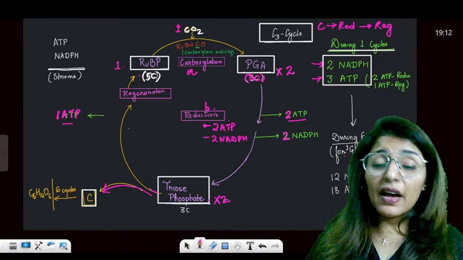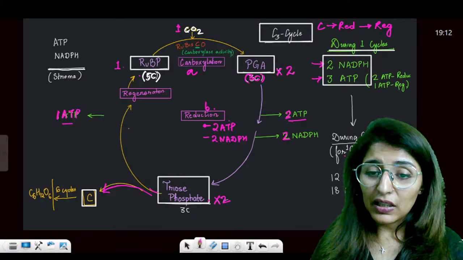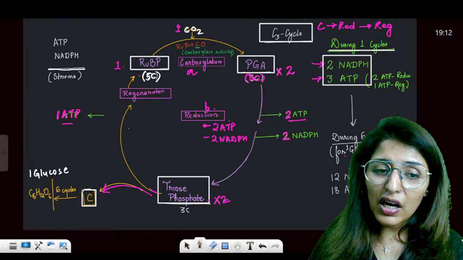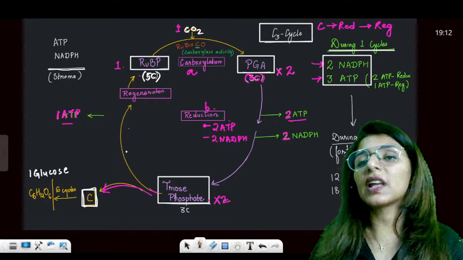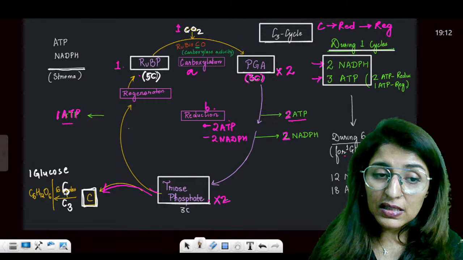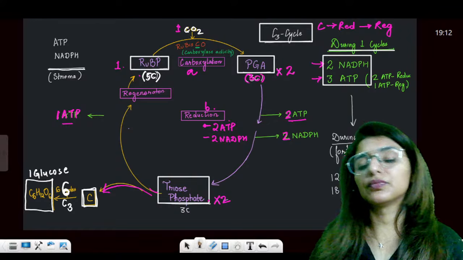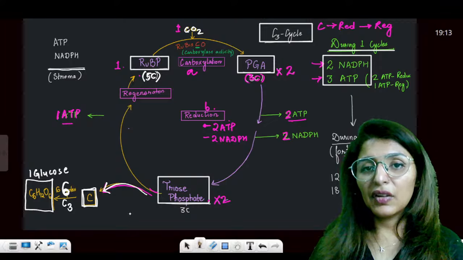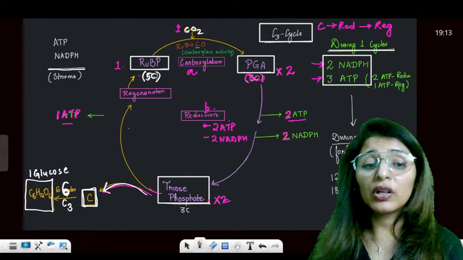Now, if we have to produce C6H12O6, that is one molecule of glucose, how many such carbons are needed? We need 6 such carbons. How many cycles will take place? 6 C3 cycles will take place to form one molecule of glucose. Yes or no? Because each cycle is releasing one carbon. We need 6 carbons, so you need to repeat the C3 cycle 6 times to form one molecule of glucose.